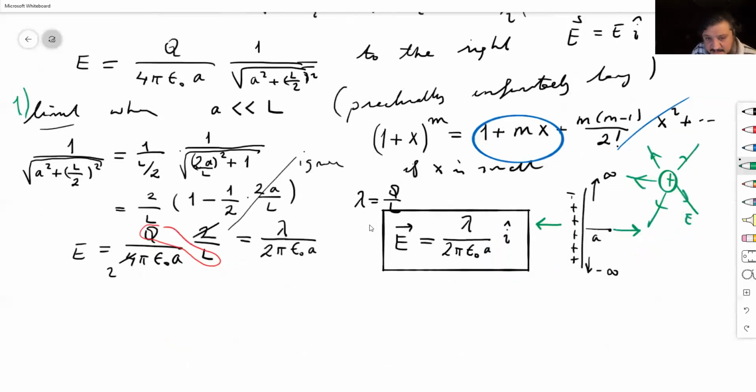Number 2 is the opposite. In this limit, A is much greater than L. You're so far away from this object. What happens to the electric field? Now you can work it out mathematically, just like I did. Instead of factoring L, you can factor A out, and you'll be done.